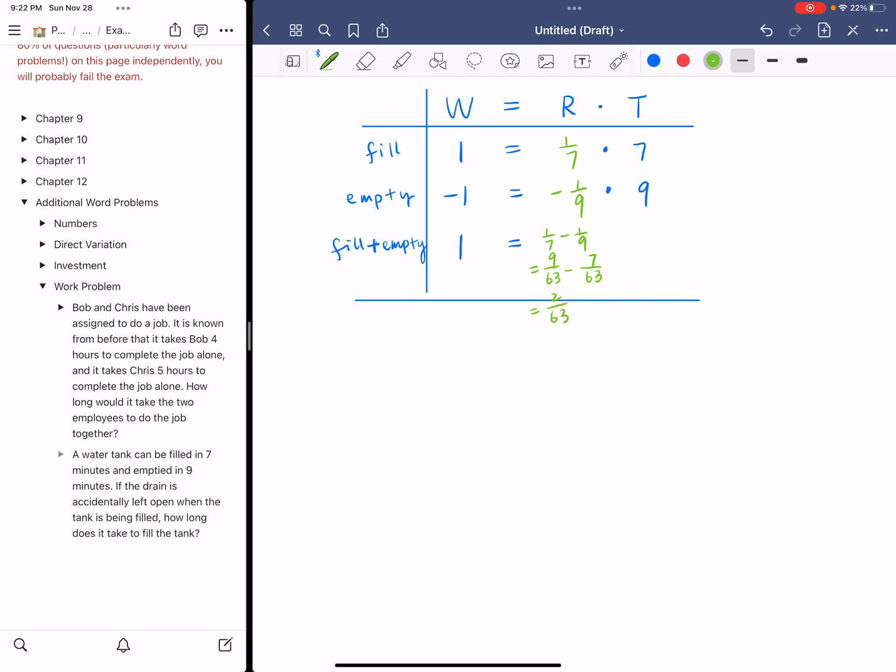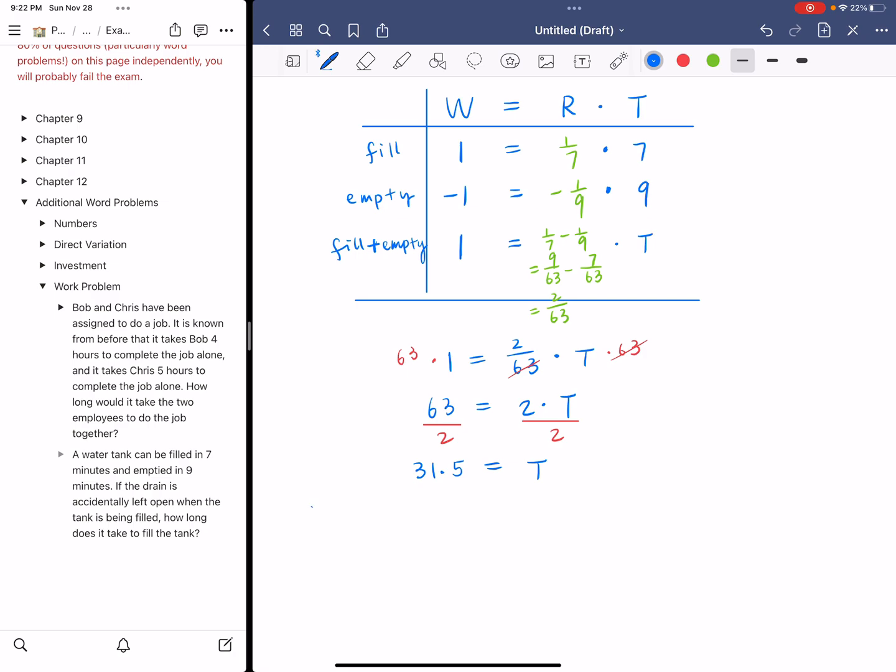And then you multiply that by t, which is what we need to find. So you have an equation, 1 equals 2 over 63 times t. We just need to solve for t. Inverse operation, we will first multiply both sides by 63 to get rid of that denominator. On the left-hand side, it's 63. On the right-hand side, it's 2 times t. And then we divide both sides by the coefficient of t, which is 2. And then we obtain 31.5 equals t.